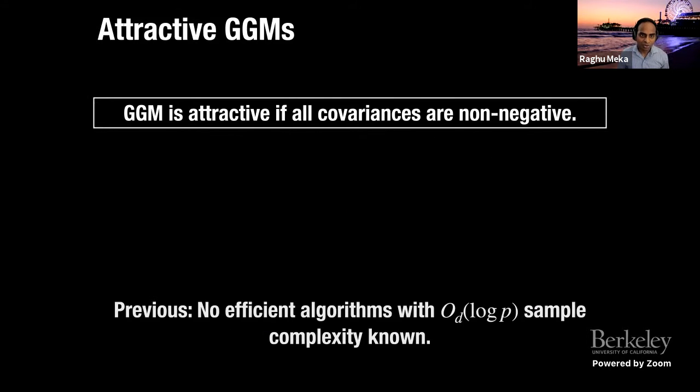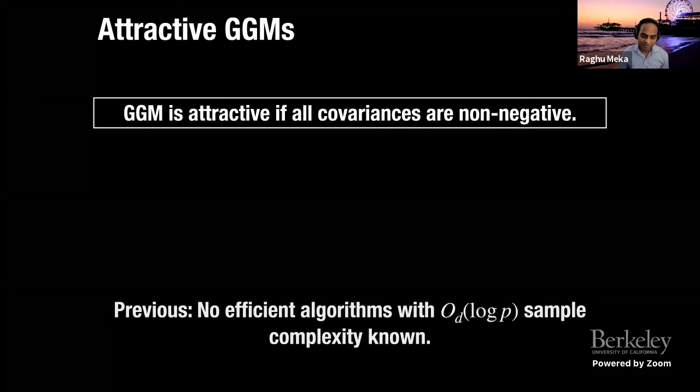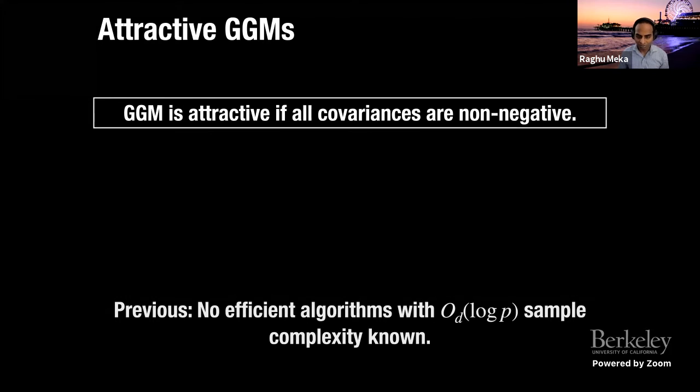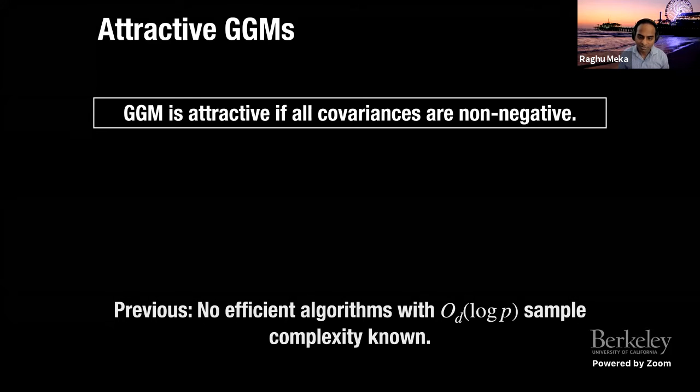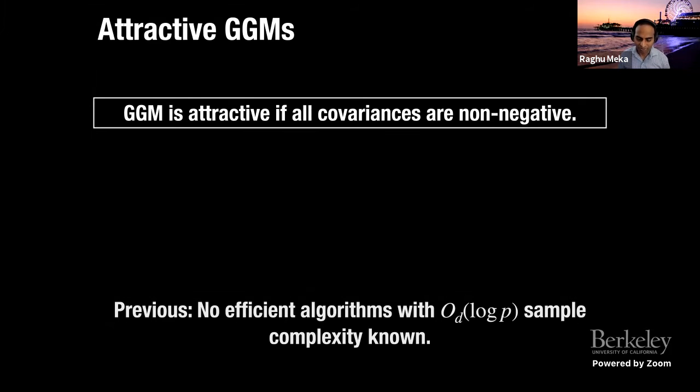And so what was known even for learning attractive GGMs? Previously, there were no efficient algorithms. Again, efficient means runtime that is p to the little o of d, something that beats enumerating all possible neighborhoods, with sample complexity that is logarithmic in the dimension p.